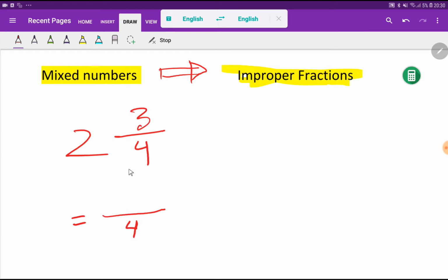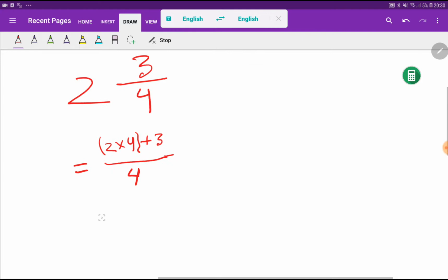Then look at here, I have to multiply the denominator with the whole number, so we have to multiply 2 times 4. Then I have to add the numerator, right? Here the numerator is 3, so we are getting here, look at here, 8 plus 3 over 4. So basically we are getting 11 divided by 4, right?